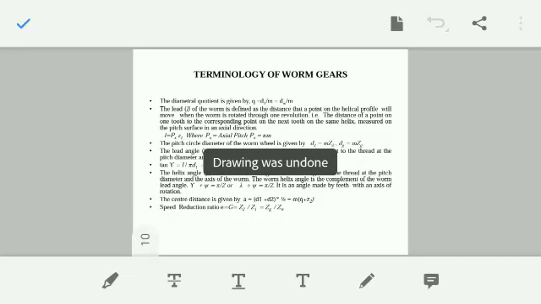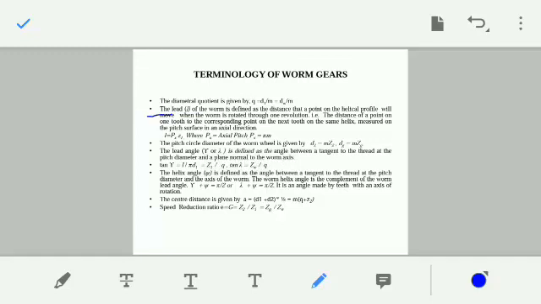Now again, there are more parts in the terminologies. There are various concepts. Diametral quotient you have just seen, that is D1 by M. And the most important part is lead L of the worm. So this lead is very important. Lead of worm is defined as the distance that a point on the helical profile will move when the worm is rotated through one revolution. When you move the helical profile by one revolution, that is your lead.